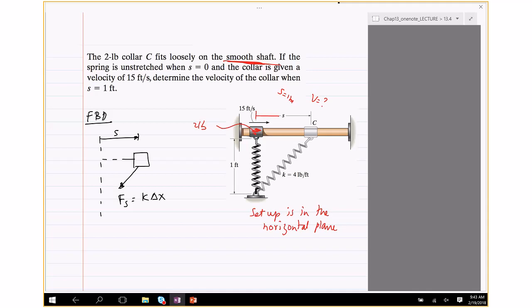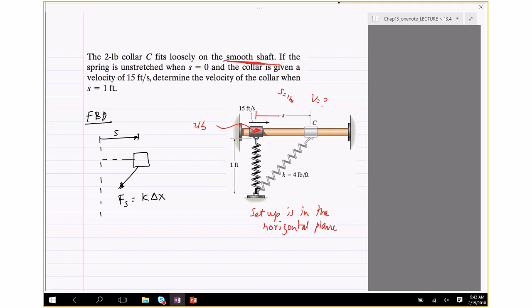Okay, so is that the only force acting on the collar? Am I missing a force? Weight will not figure in because this is in the horizontal plane. The weight will show up in this direction, which you do not have in the two-dimensional picture of the collar. So weight will not figure in.